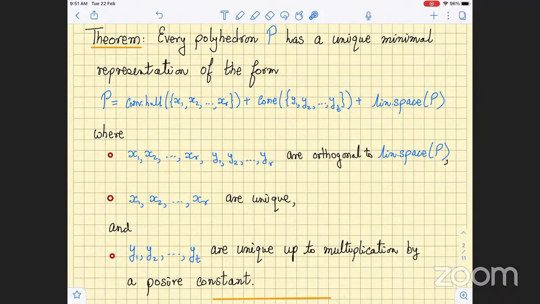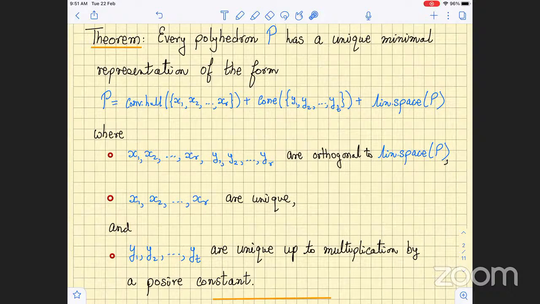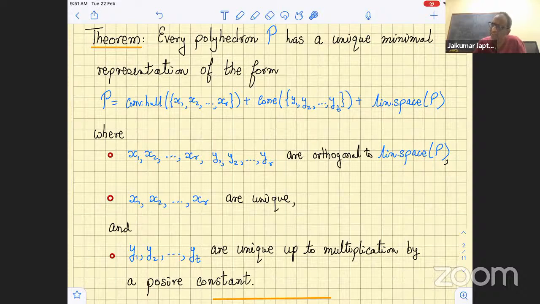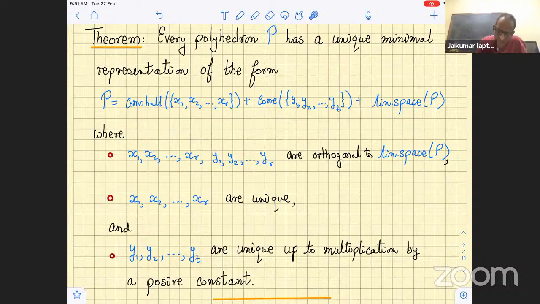So if Ax less than or equal to 0 is the system of inequalities, is the linear space just the kernel of A? So if the cone is given by Ax less than or equal to 0, then yes. All those things that satisfy Ax equal to 0. Yeah, right. So the kernel of A. Yeah, let us see. So you are absolutely right.